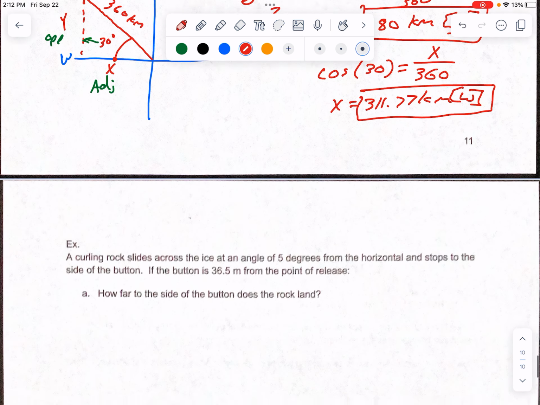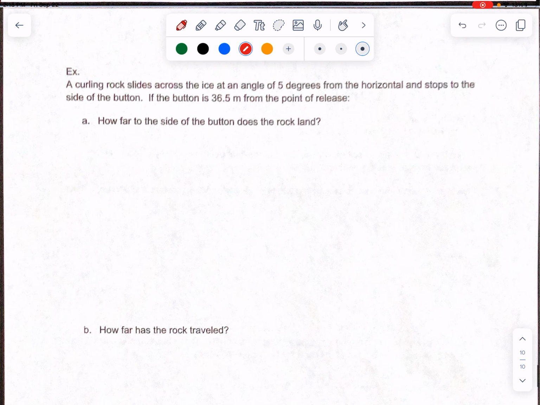Okay, so the next page we're going to do is we're just going to work with a little more SOHCAHTOA stuff. And then in the next video, we're going to do a lot more breaking down hypotenuses into the vertical and horizontal. So a curling rock slides across the ice at an angle of 5 degrees from the horizontal.